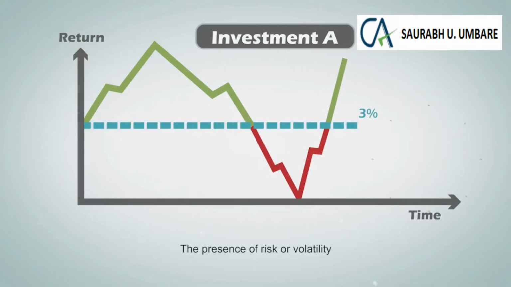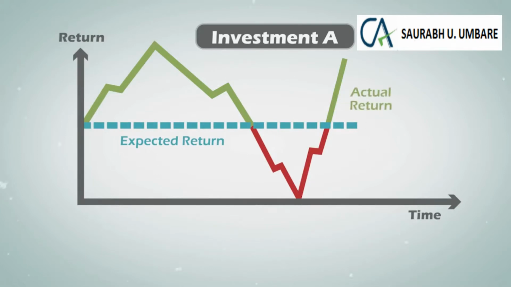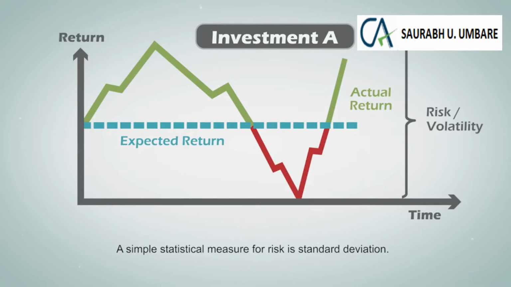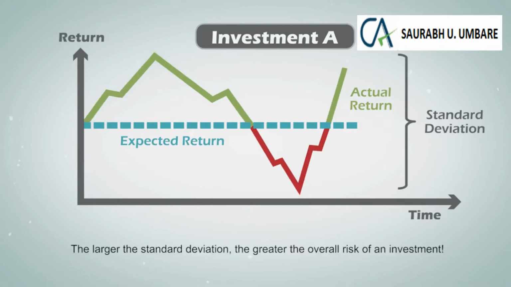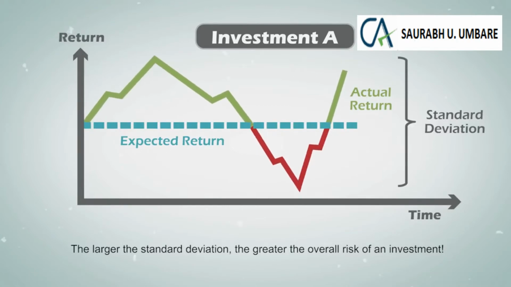The presence of risk or volatility means that the expected return can differ from its actual return. The difference between actual and expected returns is risk or volatility. A simple statistical measure for risk is standard deviation. The larger the standard deviation, the greater the overall risk of an investment.